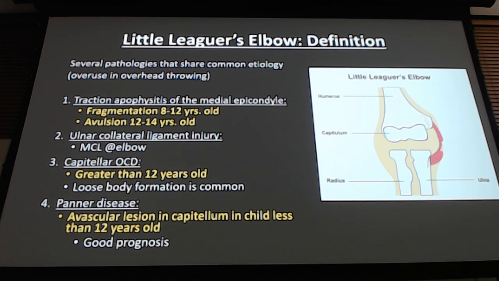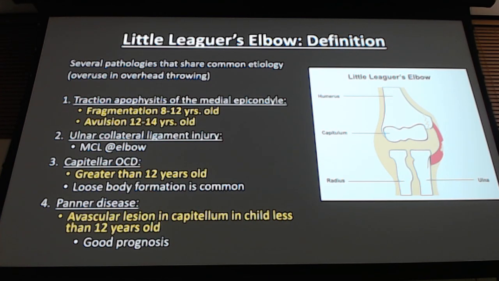So several pathologies that share a common etiology, okay? And the etiology is what? Throwing activities again, correct? Correct. So traction apophysitis of the medial epicondyle, okay? So we know that's where the physis is, right? So apophysitis, inflammation in and around the insertion there, okay? And that's traction, meaning there's a pulling. That's that repetitive throwing. What's the age for that one? I highlighted it for you. 8 to 12 years old, okay?